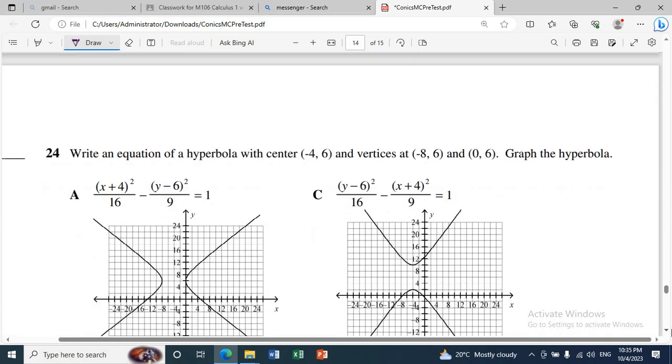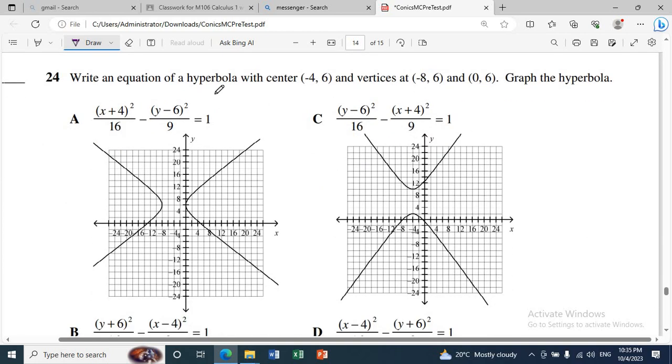Next item, 24. We're getting nearer. Write an equation of the hyperbola with center negative 4, 6. Negative 4, 6, correct, possible. And vertices at negative 8, 6, and 0, 6. Vertices means the y value is the same, 6. So for example, if this is the center, this is correct, and this is also correct.